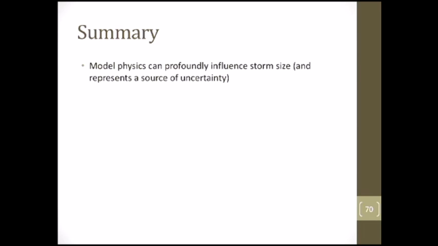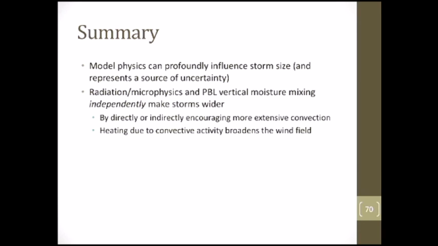Model physics can profoundly influence storm size and represents a significant source of uncertainty. Radiation and microphysics and PBL vertical moisture mixing independently make storms wider. They can cooperate, they can compete, but they both work in the same way, by directly or indirectly inducing more convective activity over a wider region and the diabatic forcing that associates with that.